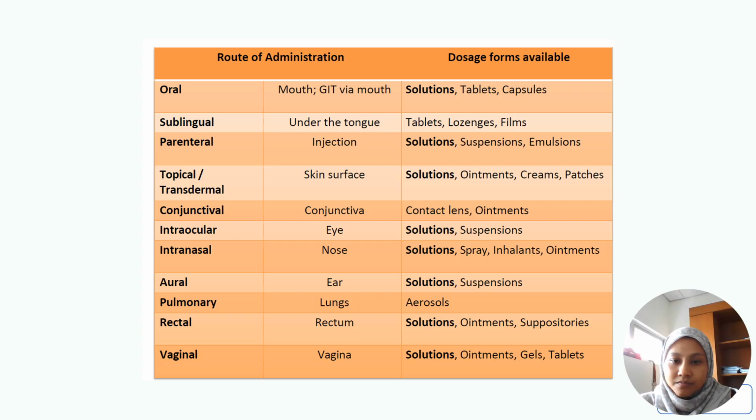And there are a lot of dosage forms that can be administered into one route. For example, as you can see here, oral, we can administer solution, tablet, capsules. And for rectal, we can also administer many dosage forms: solution, ointment, suppository, and so on.